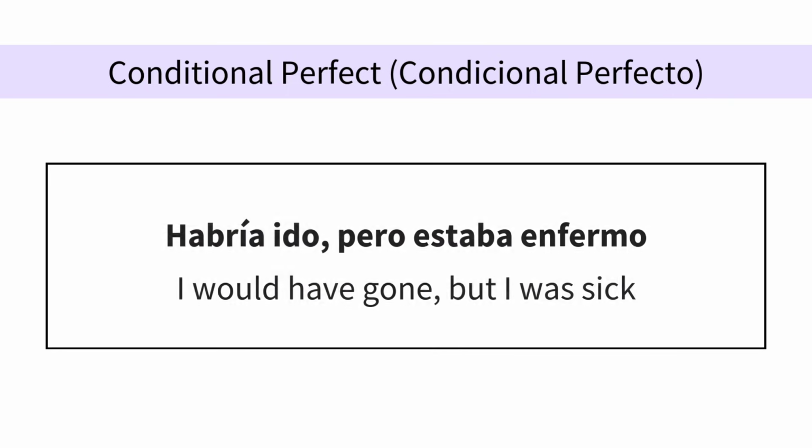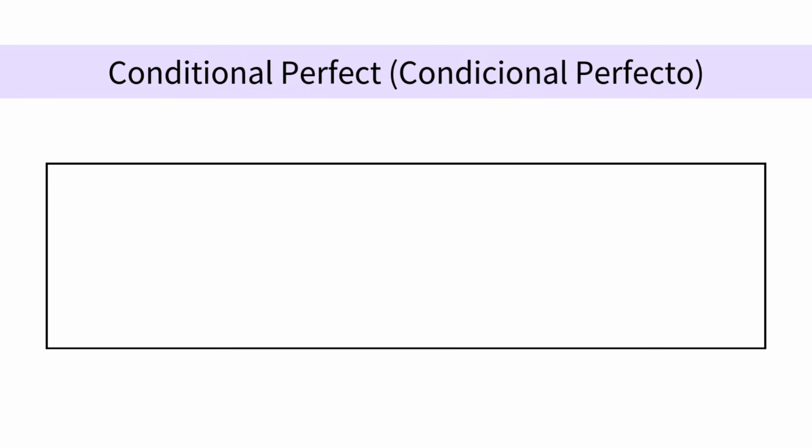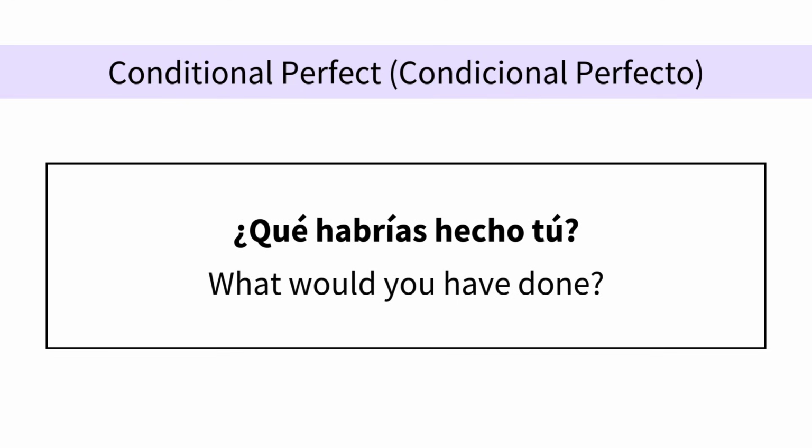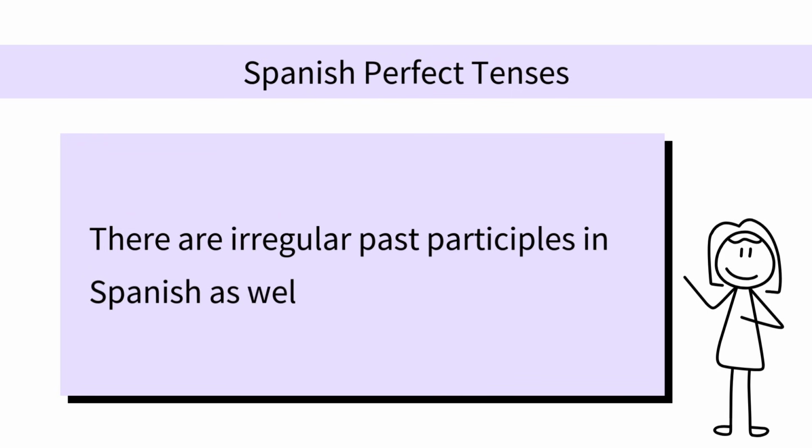For example, habría ido. Habría ido, pero estaba enfermo. I would have gone, but I was sick. ¿Qué habrías hecho tú? What would you have done? So just like irregular Spanish verbs in the simple tenses, there are also irregular participles. Here, ido and hecho are irregular.